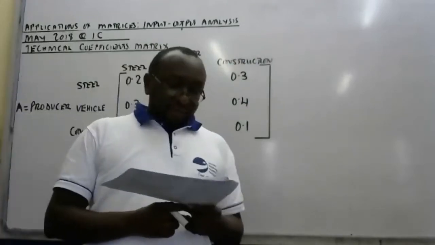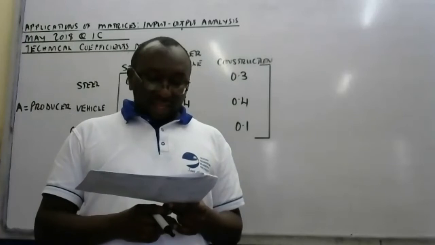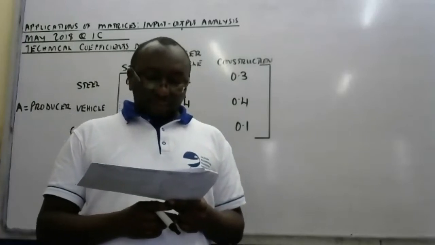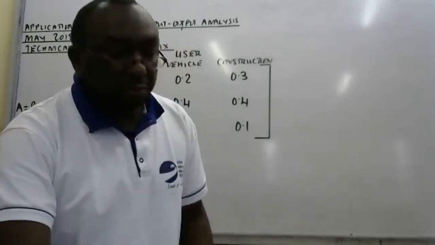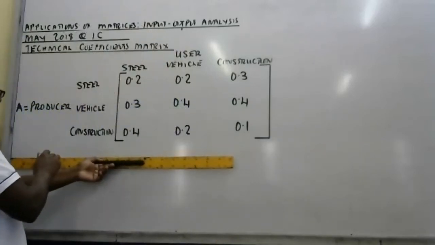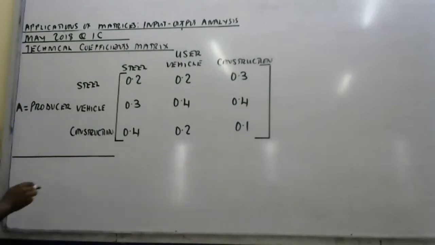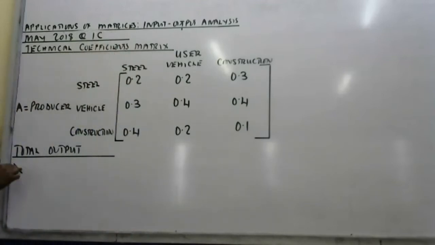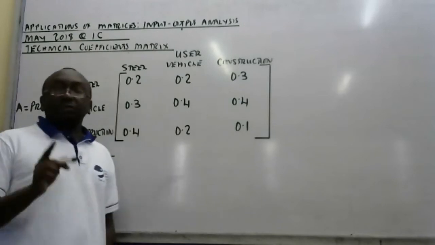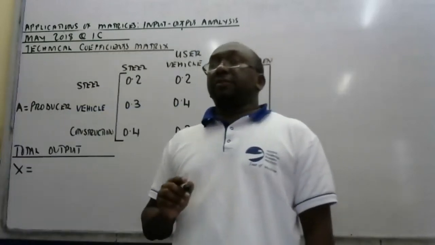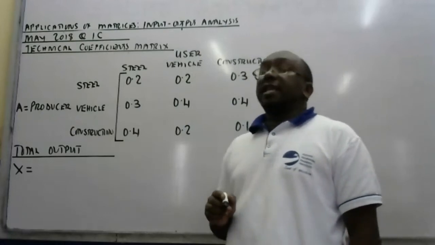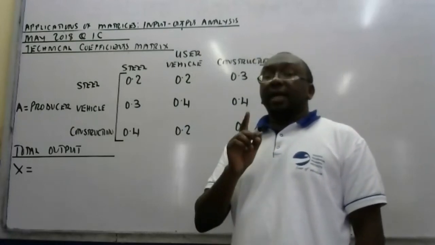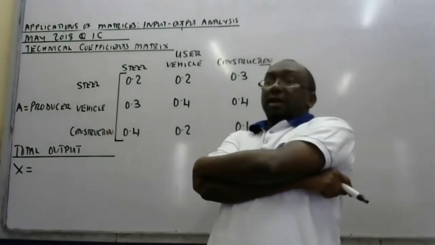The next question is the total output of each department, given that the Leontief's inverse matrix is provided below. Total output is our matrix X, and I've told you we have two formulas that we use. There is the formula of A plus Y.